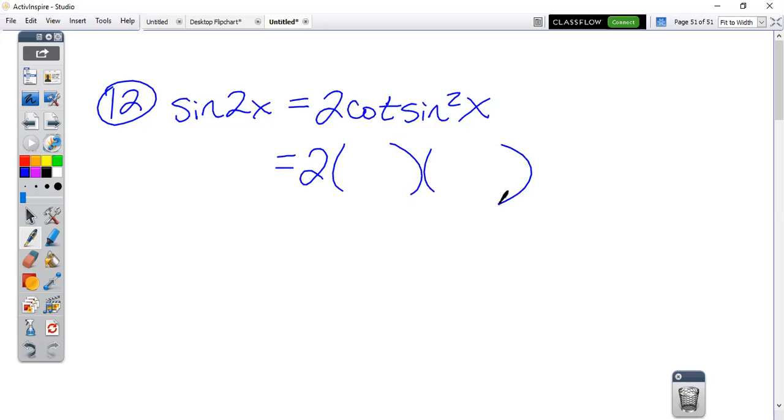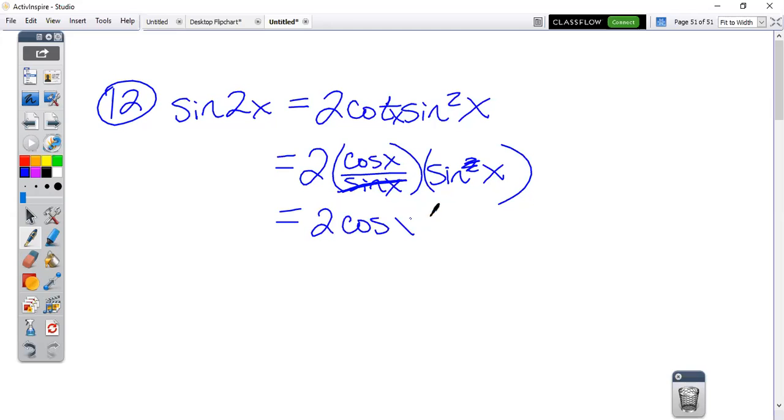Let's change cotangent to what? What would be our first step? Cotangent is cosine over sine. I forgot to put my x up there. Cosine of x over sine of x times sine squared x. The bottom one goes away totally, and on the top the square goes away. So you're left with 2 cosine x sine x.